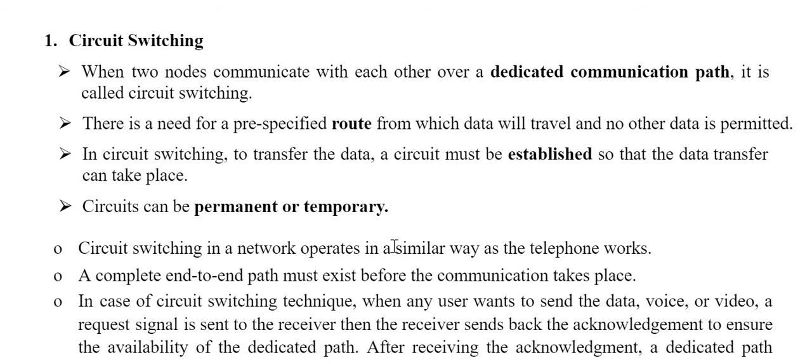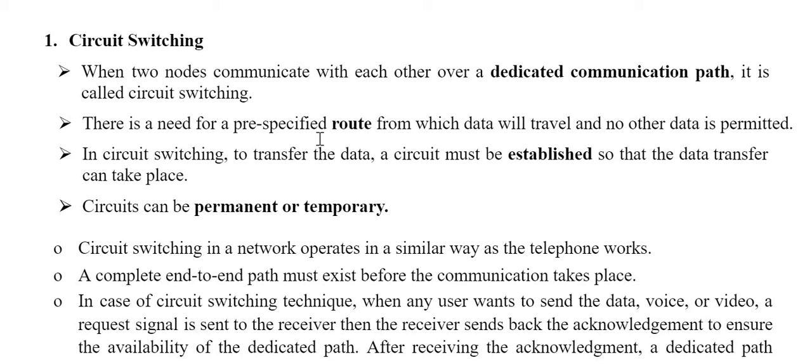So in circuit switching there is a dedicated communication path. When two nodes are communicating, a communication path is fixed and pre-established. When two nodes communicate with each other over a dedicated communication path, it is called circuit switching. There is a need for a predefined route, so once it is established, the data has to travel from that particular path only. They cannot take another path.